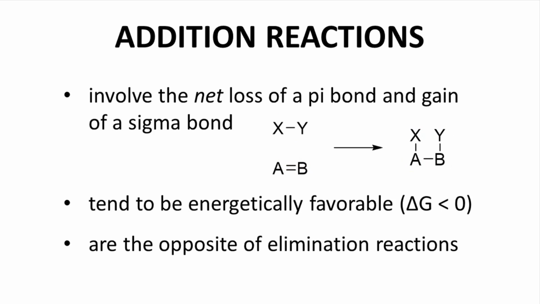Energetically, pi bonds tend to be weaker than sigma bonds. So breaking a weaker bond, the pi bond, and replacing it with a stronger bond, the sigma bond, gives a favorable reaction. Delta G is negative. Note that the opposite of an addition reaction is an elimination reaction. You gain a pi bond with the net loss of a sigma bond.